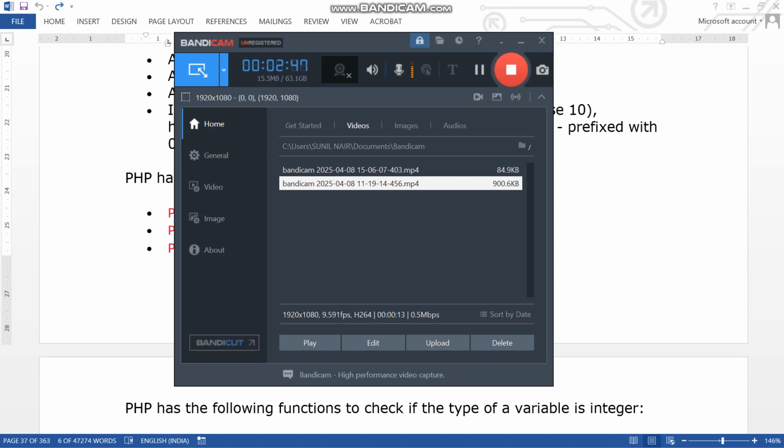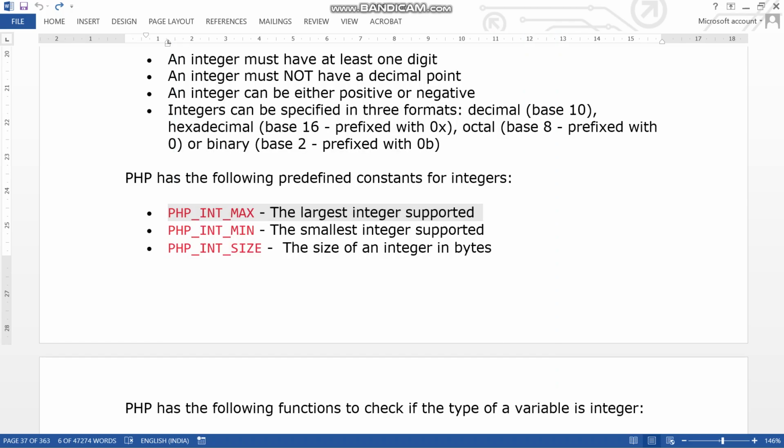One person said, I want to know how large an integer is going to be supported by PHP on the server. Server means, for example, you are going to deploy one website on a particular server. You can create one dummy page, and in the dummy page you write echo this, echo this, echo this. It will give the largest integer supported, the smallest integer supported, and the size of an integer in bytes.